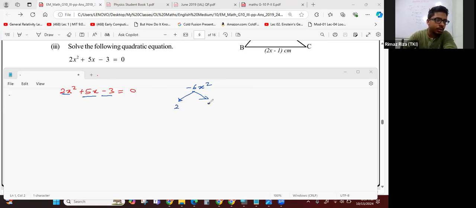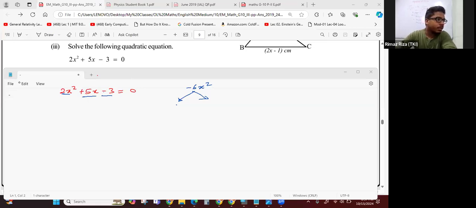Plus 2 into 3. So here bigger one is plus. If I put plus here and minus here, if we add these two, then we get plus 1. It is not plus 5. Therefore, we can't take that. Therefore, you have to go for another factor.